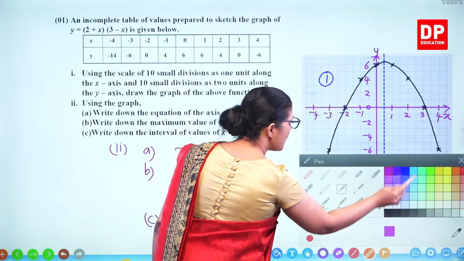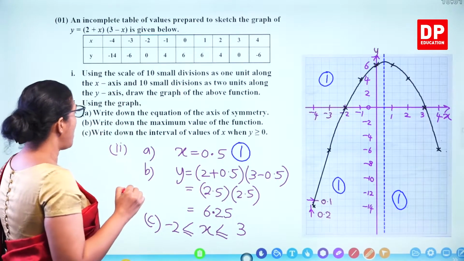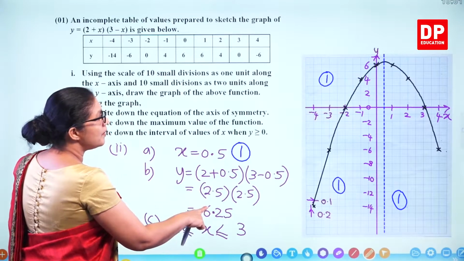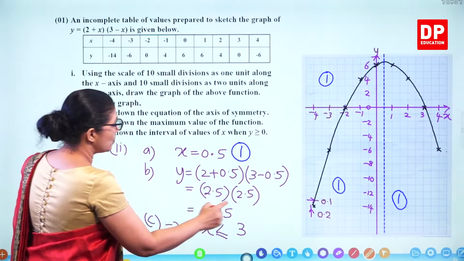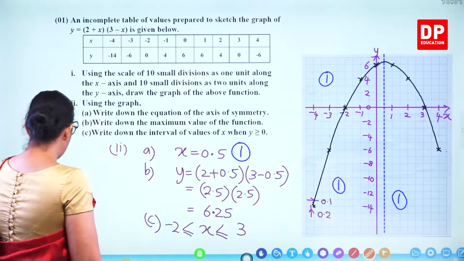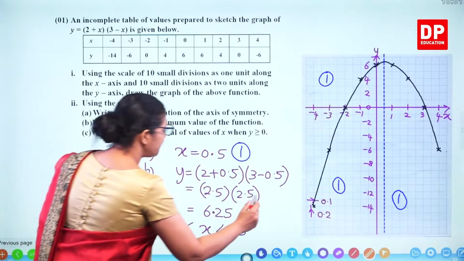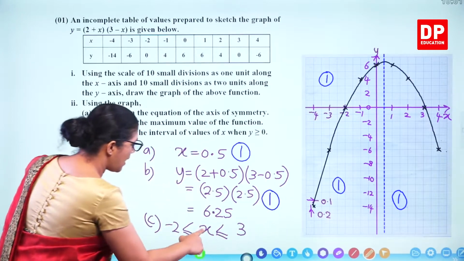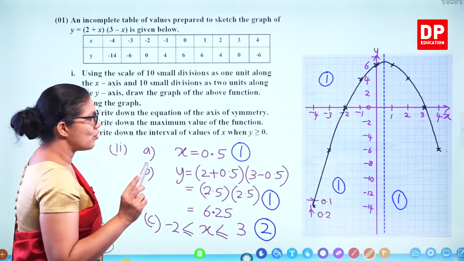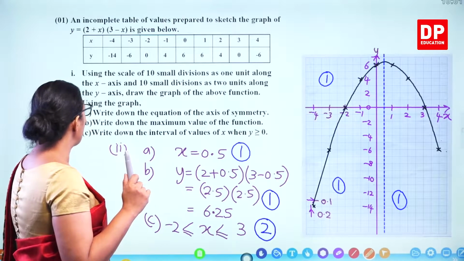Now we'll give marks for that one. Writing down the equation, 1 mark. Finding the maximum value, 1 mark. How many parts are there? You have 1 more part, so we'll give 1 mark there, and here you get 2 marks for both boundaries. So 2, 3, 4, 5, 6, 7 marks for these 2 parts.